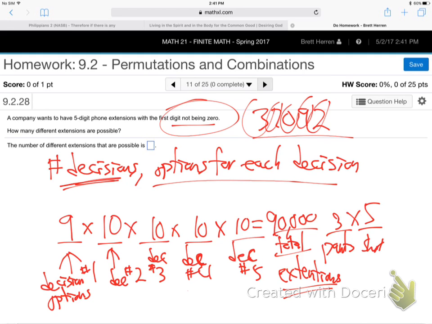This is the kind of thing they do when they figure out zip codes, license plates, things like that that need to cover a big crowd. They make sure the options are going to cover the population they're intended to cover. So there's no shortcut to that; you have to lay it out: decisions, options. Especially because they made one of them special. If they didn't do that, you could just have 10 to the 5th power. That makes sense?